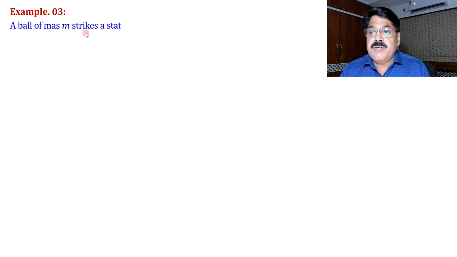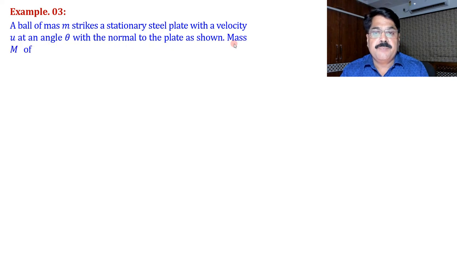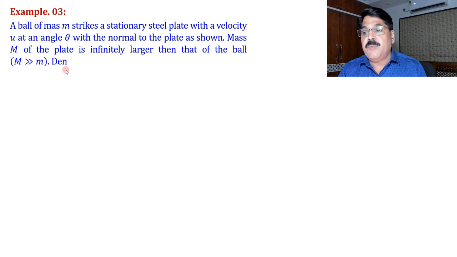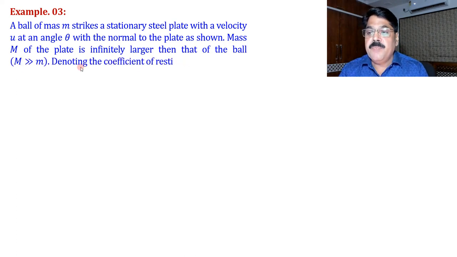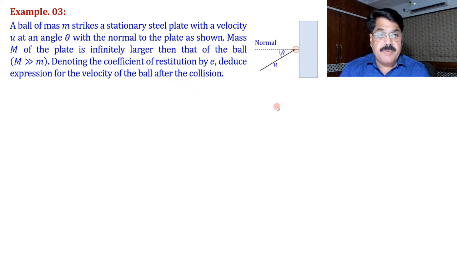A ball of mass m strikes a stationary steel plate with a velocity u at an angle theta with the normal to the plate, as shown. The mass M of the plate is infinitely larger than that of the ball, small m. So M is much larger than m. Denoting the coefficient of restitution by e, deduce an expression for the velocity of the ball after the collision. So the situation is given here. The same situation we took in head-on collision, but here we take it for oblique collision. Here the ball collides with a very heavy plate, making angle theta with the normal.